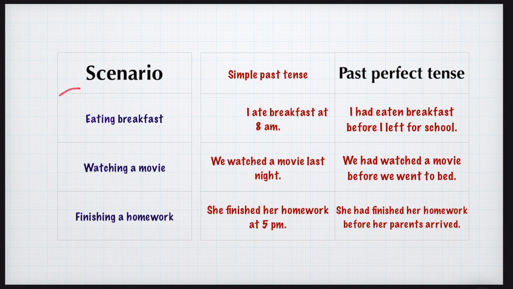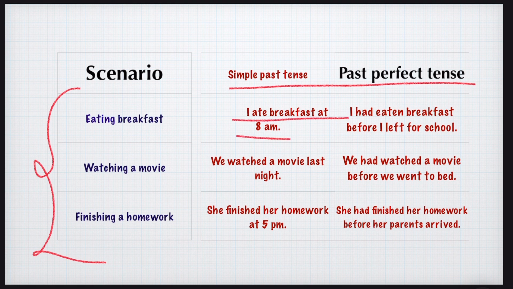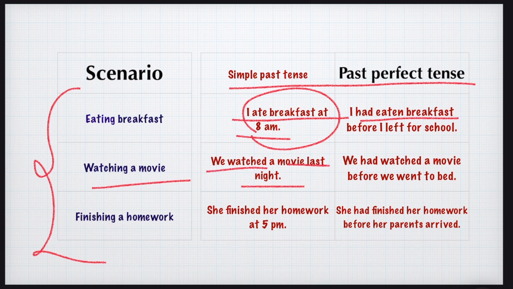Here we have seen three scenarios with two tenses. I ate breakfast at 8 a.m. Action is completed. I had eaten breakfast before I left for school. In the second scenario, watching a movie. In past tense, we watched a movie last night. Here the action is completed.